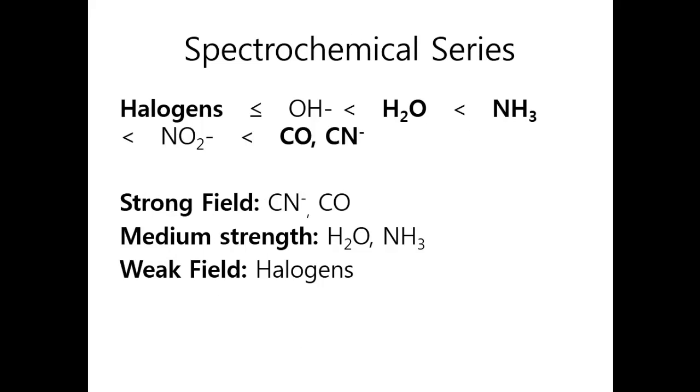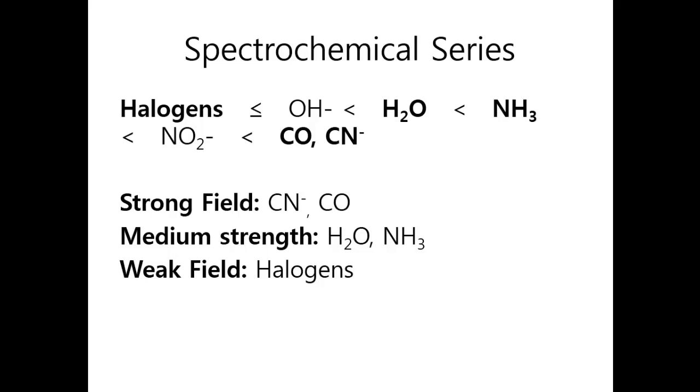Now, how do you know if a ligand is a strong field or a weak field? Well, that's why we have the spectrochemical series listed below. All you have to memorize is basically that CO and CN minus are strong field ligands, water and ammonia are medium strength ligands, and halogens are weak field ligands.